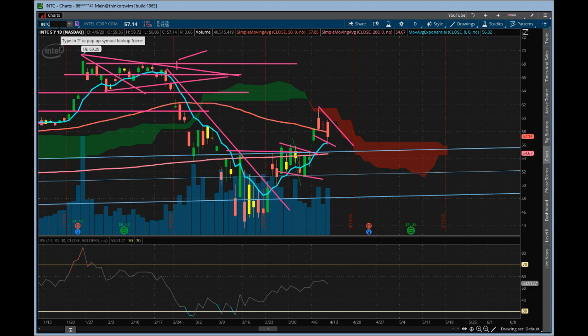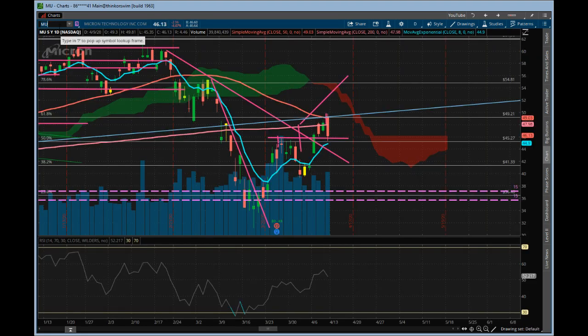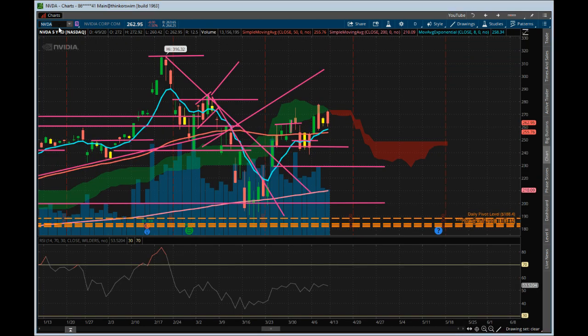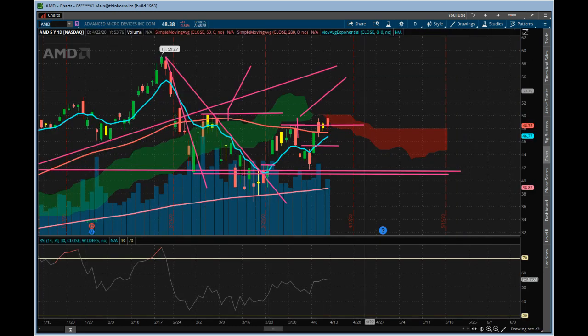Most of the semis got pretty bad, right? Like MU had a nasty bearish engulfing candle. In fact, that's going on the bearish radar right there. MU, Nvidia, very similar type stuff, rough candles. AMD, lots of nasty pullbacks on these ones. So just be careful with that one, but it could be one to look at, for sure. Sometimes a little more interesting to trade.